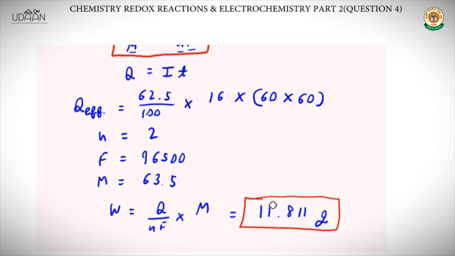This means that 11.811 grams of copper is dissolved from the anode and 11.811 grams of copper is deposited on the cathode. Hence the original concentration of the solution remains the same, and we also got how much mass is deposited from this equation. So we'll move on to the next question.